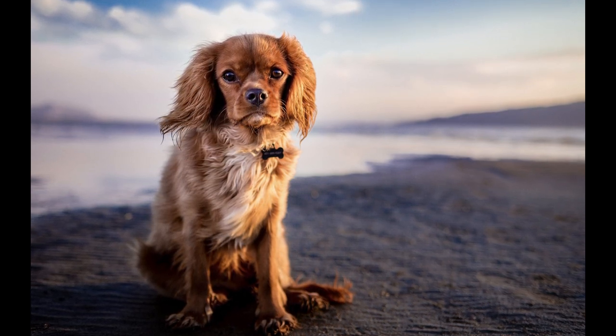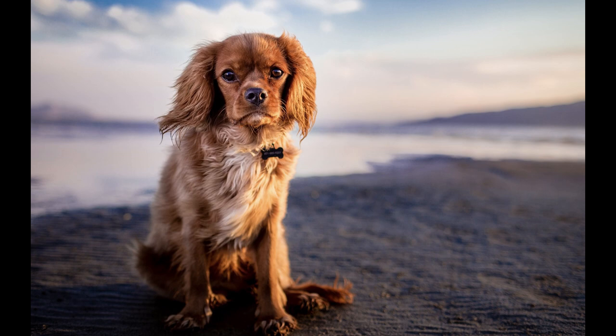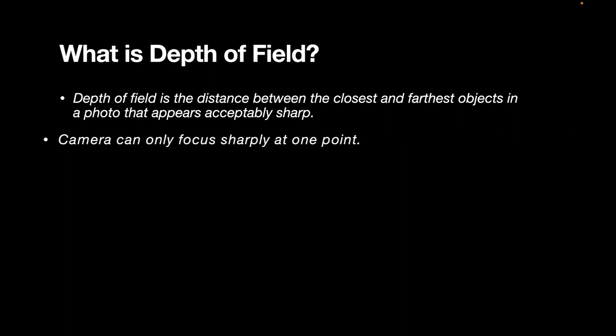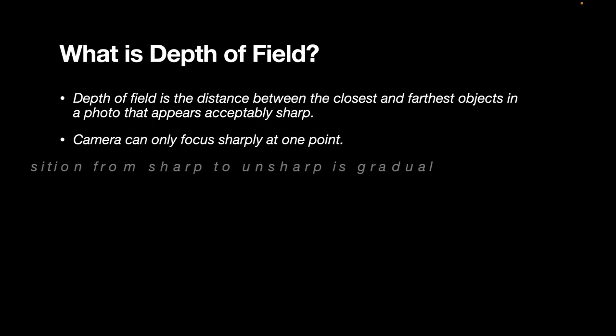Now, for those who didn't watch my Affinity Photo video, let's review what depth of field is. Depth of field is the distance between the closest and farthest object in a photo that appears acceptably sharp. Note that the camera can only focus sharply at one point. Also note that the transition from sharp to unsharp is gradual.